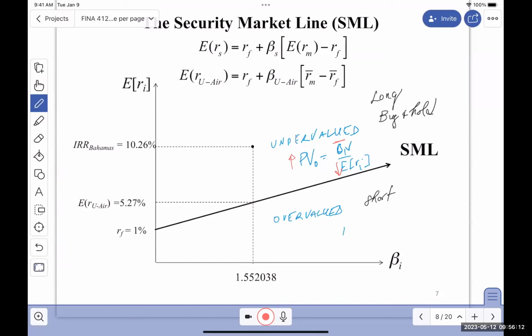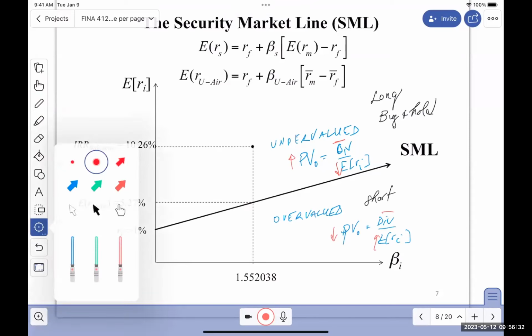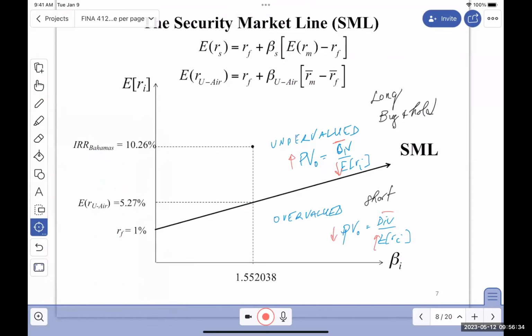As the price drops, you can take advantage. So the price is going to drop, and simultaneously, to maintain the constant dividend, the expected return will rise and put us back on the line.